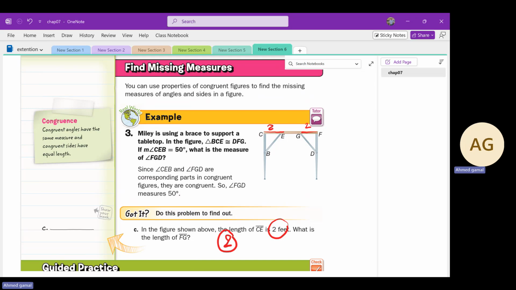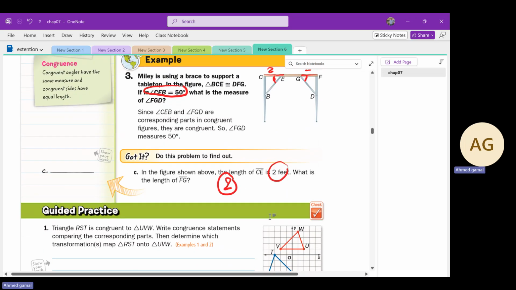And look at the example, it says mirror angle CEB equals 50 degrees. What is the measure of FGD? So CEB is this, FGD is this. They are in the same position. They are corresponding, so they are congruent. So it's also 50. And that's what we need from this lesson.